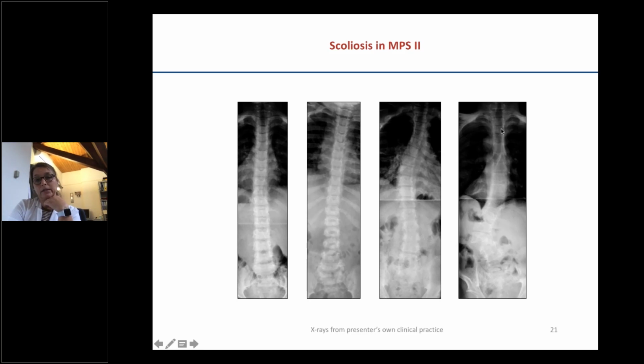All of them had ERT, but you see the severe scoliosis mainly in the lumbar spine. And these are more or less in between, but again, all of them the same age, all of them have ERT, and all of them have the confirmed diagnosis of MPS 2 with no additional illnesses.